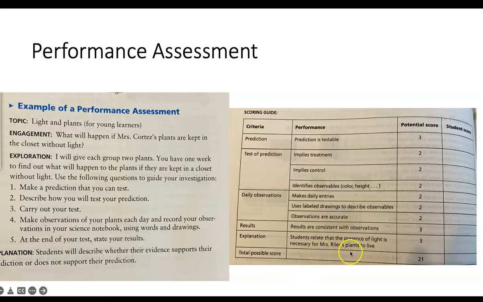And then the explanation would be students who relate that the presence of light is necessary for Mrs. Riley's plants or Cortez's plants to live. So this could be a way that you do a performance assessment on your students.